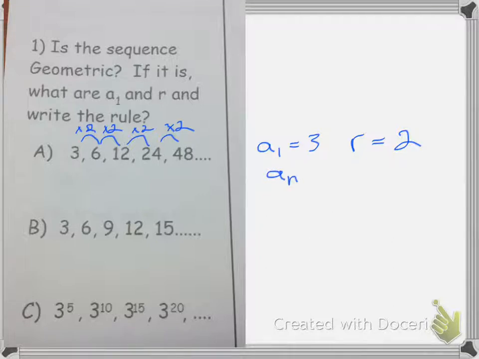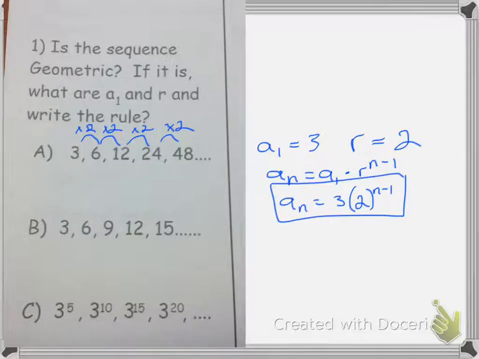So to write the rule, I have A sub n is equal to A1 times R raised to the n minus 1. So the rule for this one is going to be 3 times, if you want to put it in parentheses, that's fine, 2 raised to the n minus 1. It's only the 2 being raised to that n minus 1. And remember, you have to do your exponent before you multiply. So that's my rule for that one.